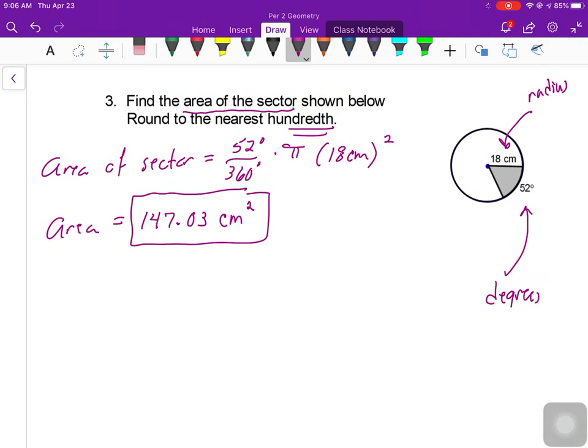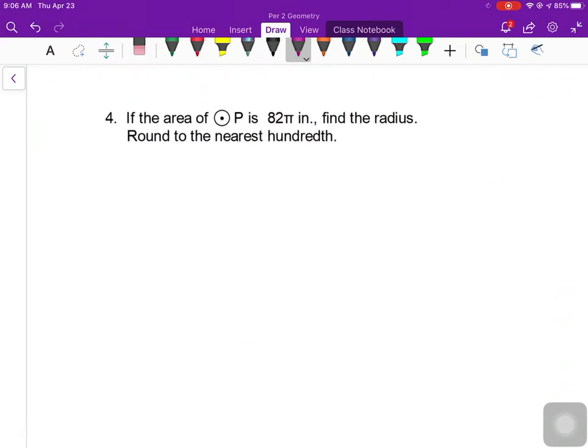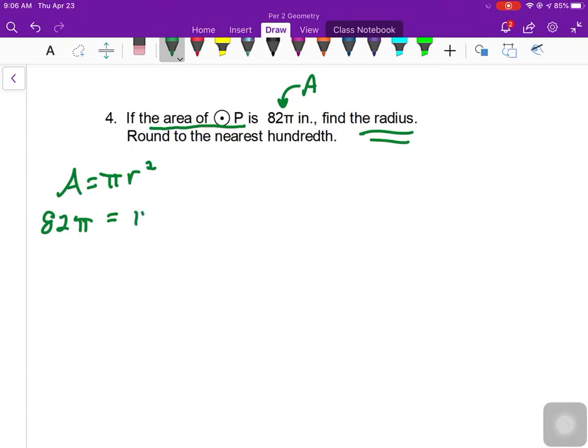Now, as happened in the first section, sometimes they gave us information about the circle, and they asked us to find something else. For instance, in this problem, they give us the area of the circle, but then they ask us to find the radius. We're going to use the formula for the area of a circle, which is pi times radius squared. We do have the A, that's the 82 pi, and I'll leave the units off because we don't need them except in the answer. And then we're looking for the r.